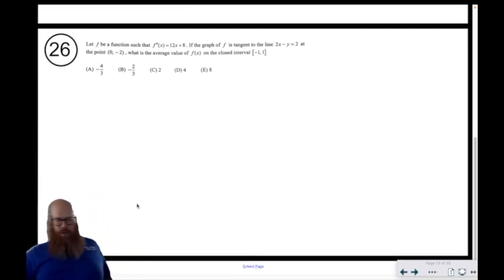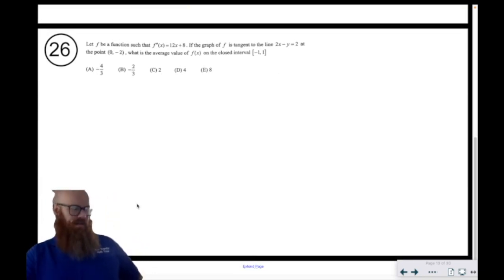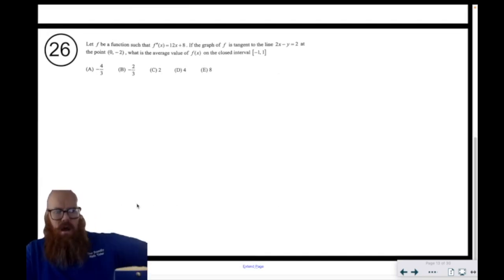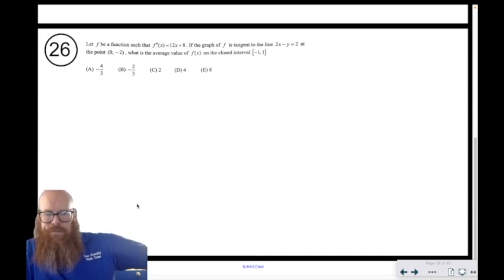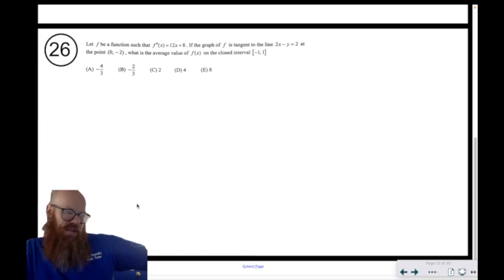Okay, number 26. All right, so we have a function where they're giving us f double prime. The graph is tangent to the line at that point. What is the average value of f on the closed interval?